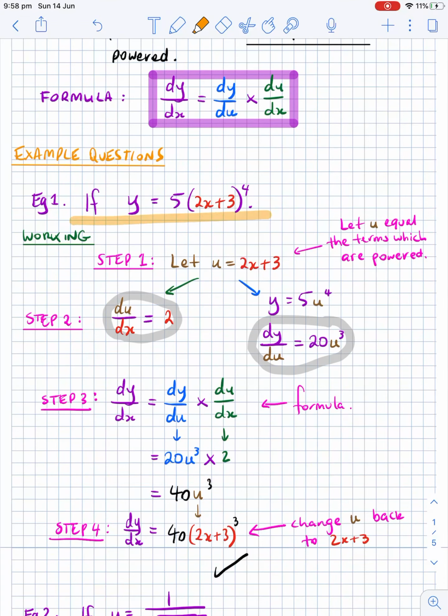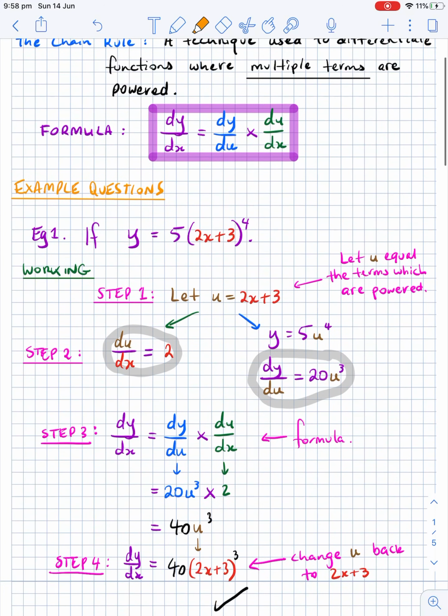So for example, if y is equal to 5 lots of 2x plus 3 all to the power of 4, first up we look at this and think, this is a bit of a problem question to differentiate. The idea is that this 2x plus 3 is being powered to 4. We can't expand this bracket because this power of 4 is too large. Well, you could, but it would take a long time.